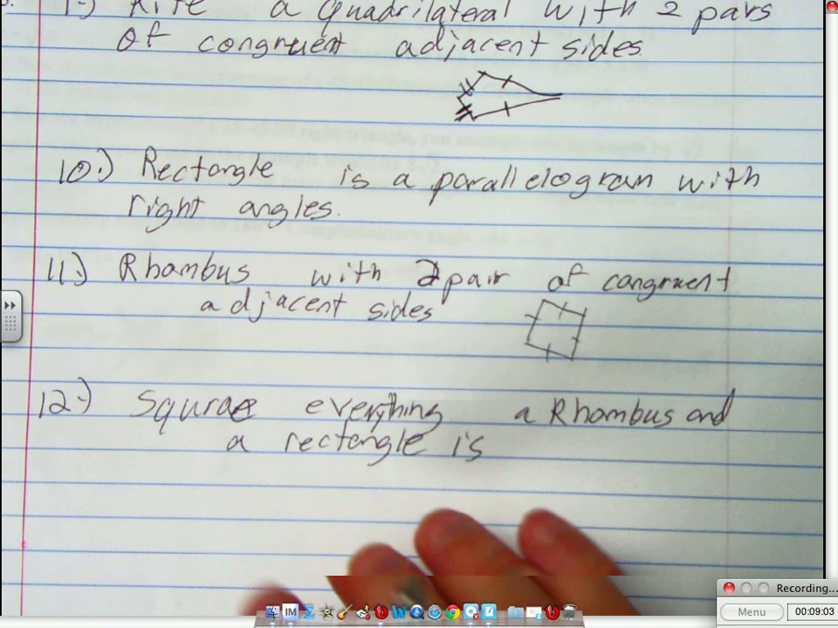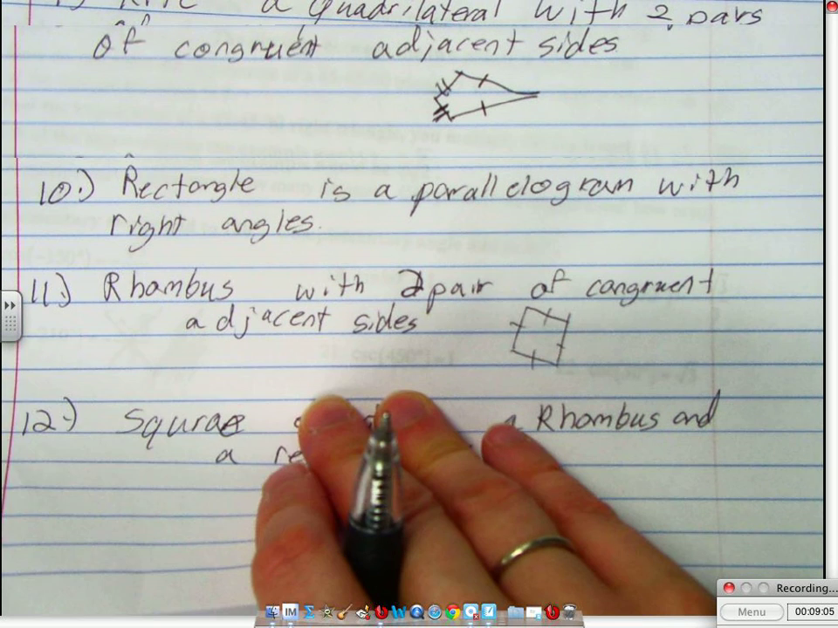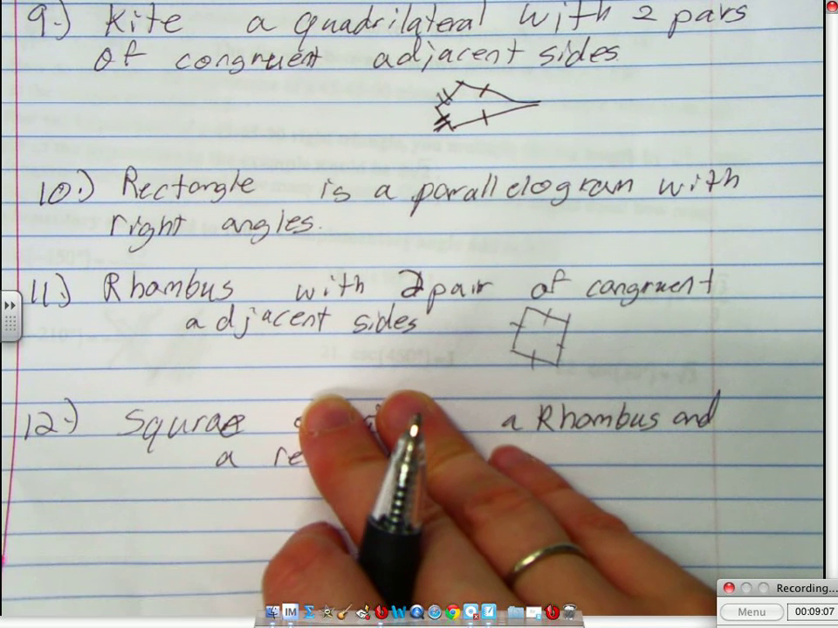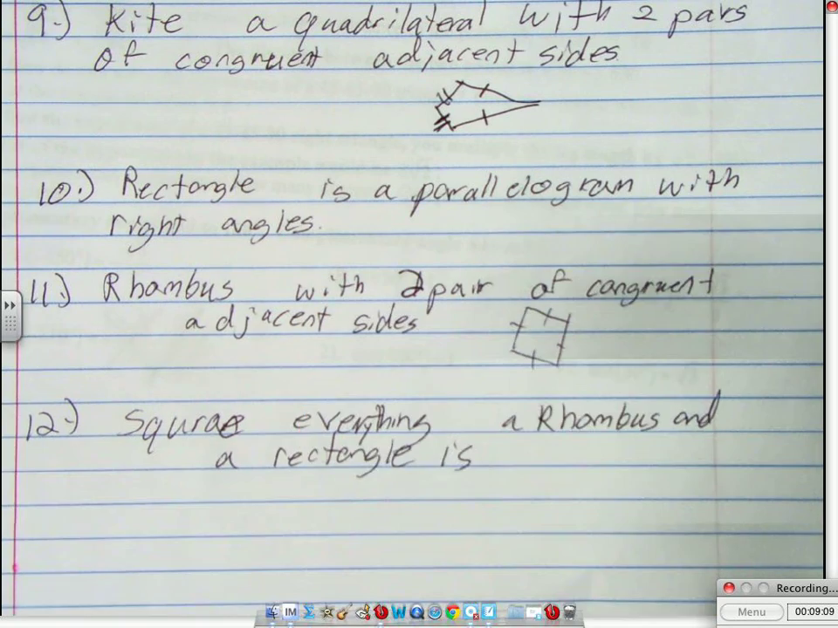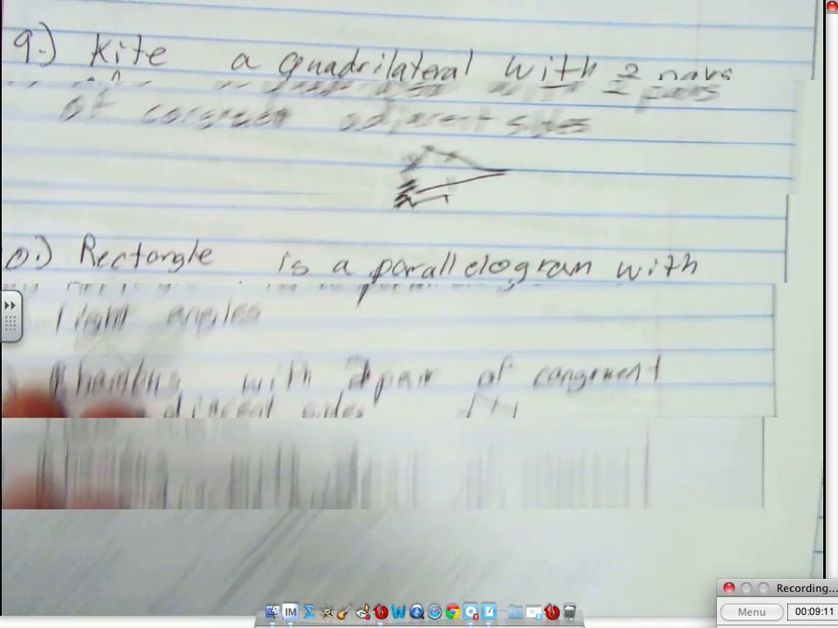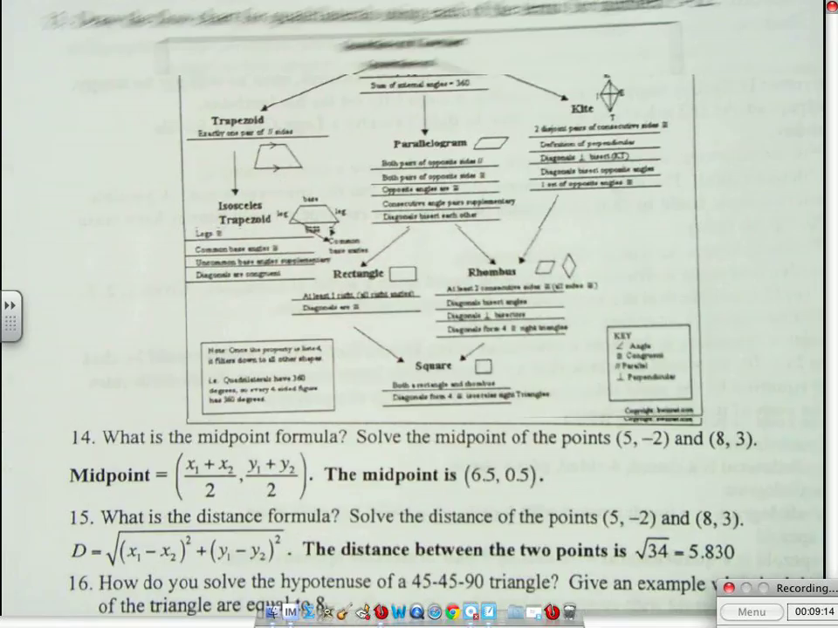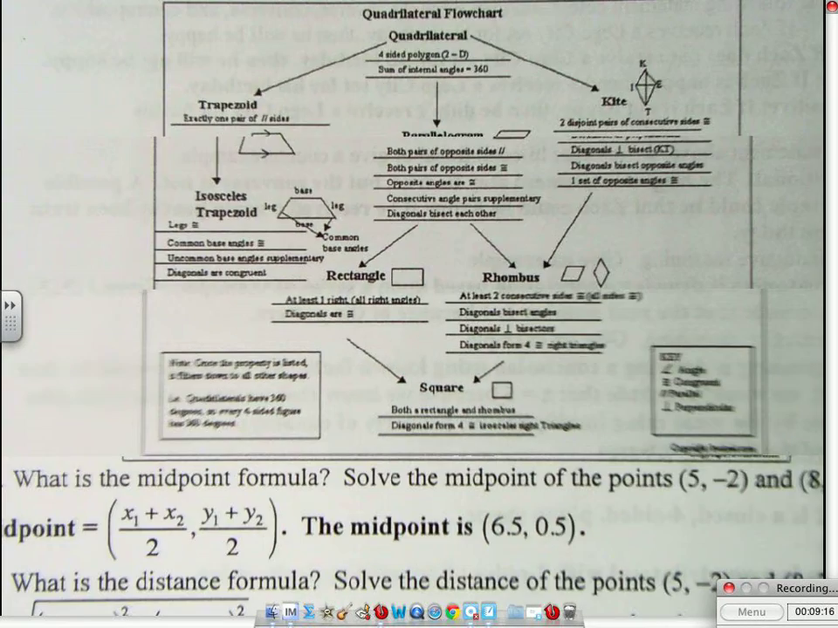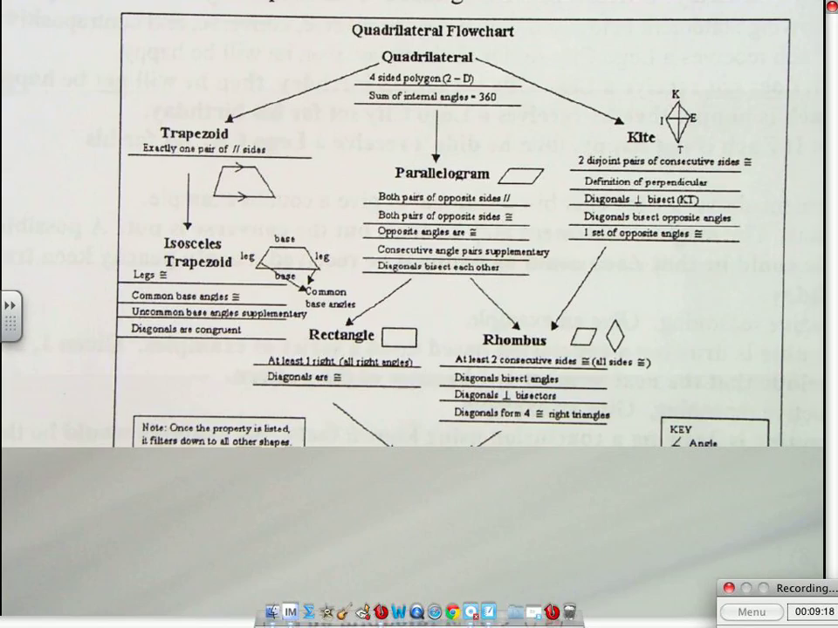Okay. 13, or I think it's actually 12, the second 12, is, let me zoom in on this. Your flow chart.